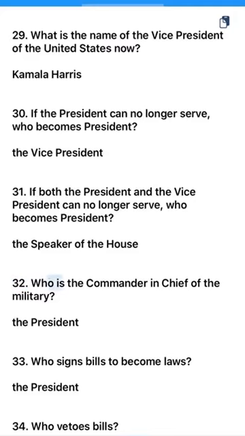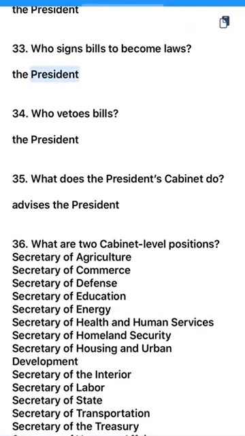32. Who is the Commander-in-Chief of the military? The President. 33. Who signs bills to become laws? The President. 34. Who vetoes bills? The President. 35. What does the President's Cabinet do? Advises the President.